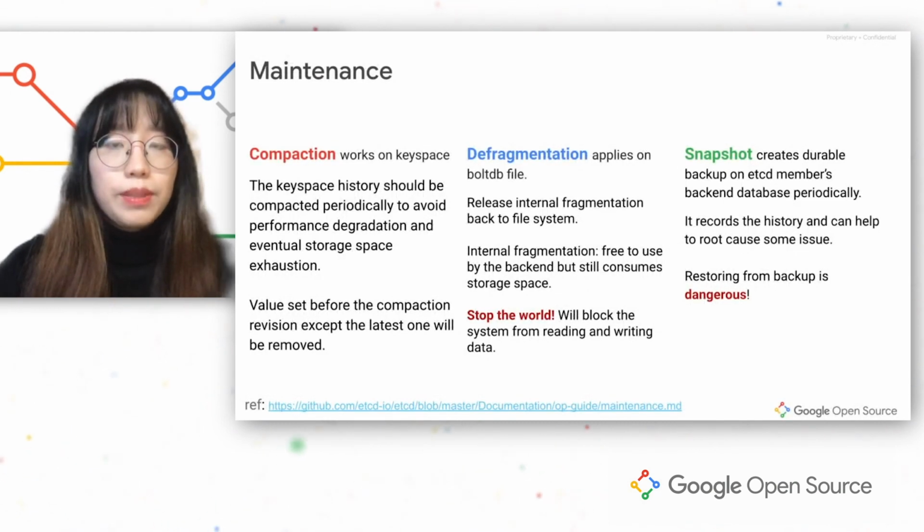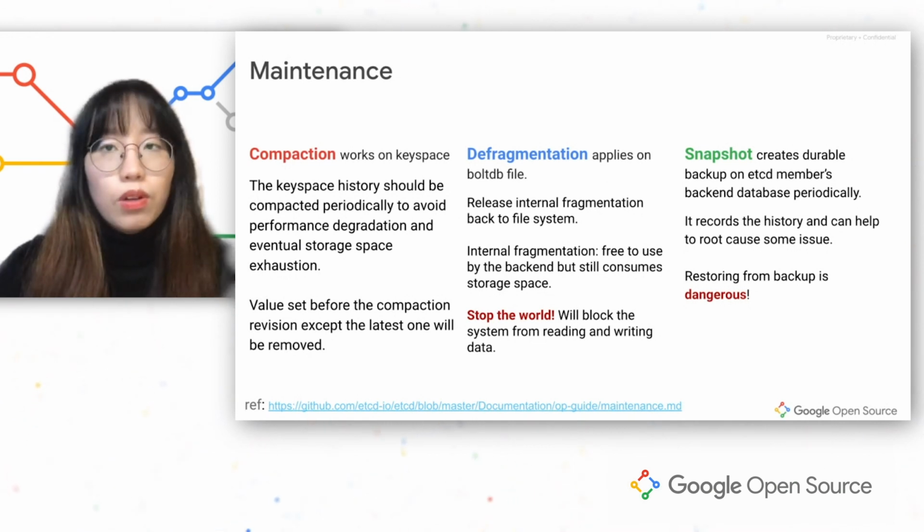Defragmentation applies on BoltDB. It is used to release the internal fragmentation back to the system. The internal fragmentation comes from the compaction operation, which is free to use by the backend, but it still consumes the storage space. Compared to compaction, defragmentation physically reclaims the space on disk. One thing we need to emphasize here is that defragmentation will block the system from reading and writing data. So if you let the whole cluster defrag at the same time, it will stop the work. So do remember, do not do it at the same time, or it will break the principle of high availability.